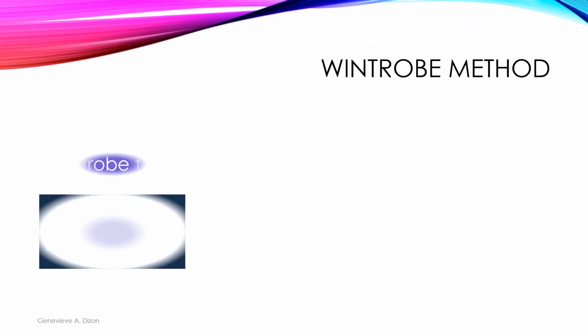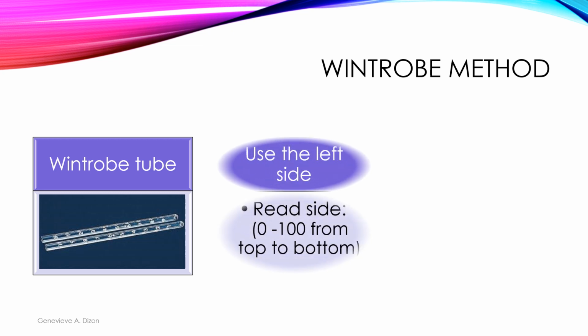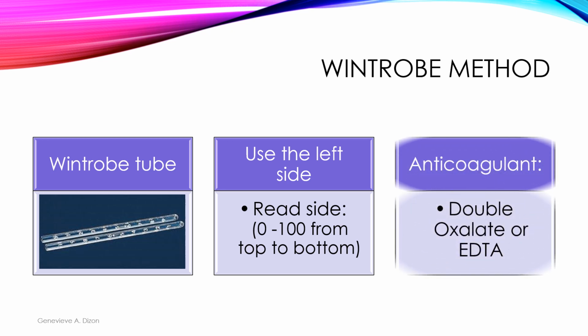The third method is the Wintrobe method. It uses the Wintrobe tube, the same Wintrobe tube that may be used for hematocrit determination. But this time, we should use the side on the left, which reads 0 to 100 from top to bottom. Either EDTA or double oxalate may be used as anticoagulant.